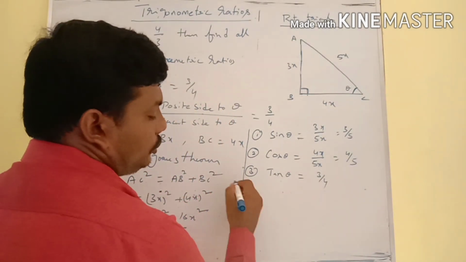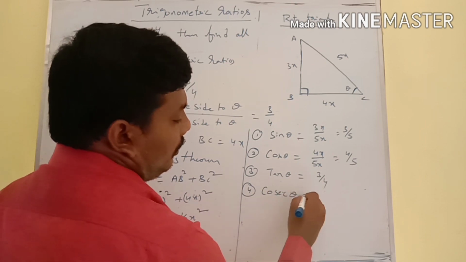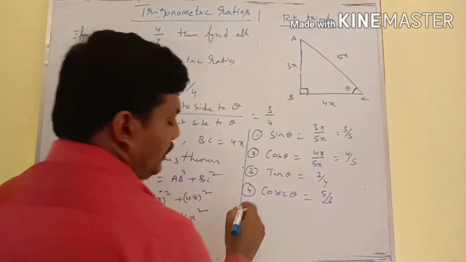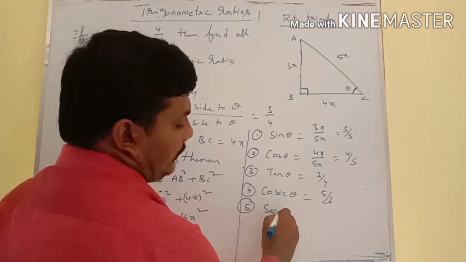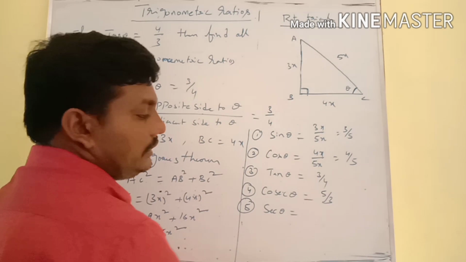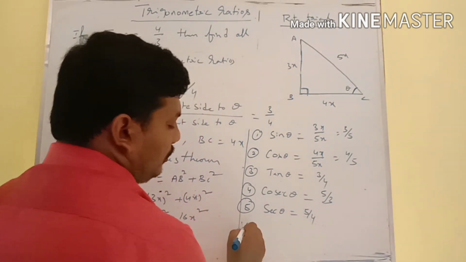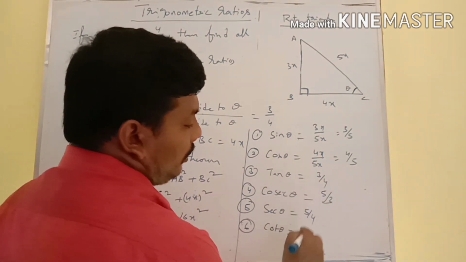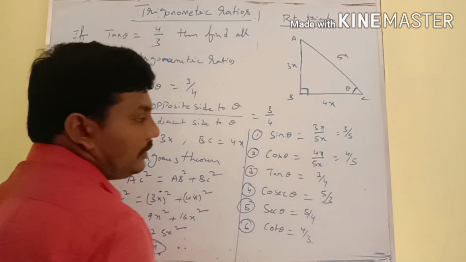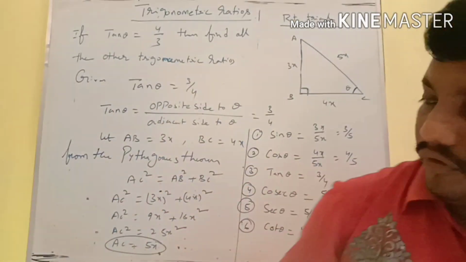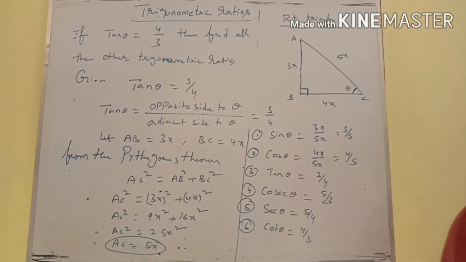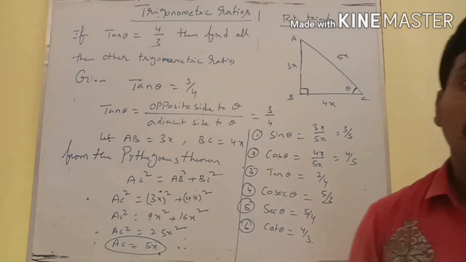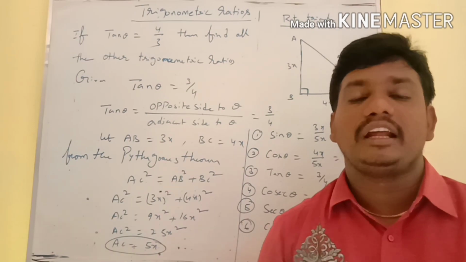The fourth one is cosec theta, which is the reciprocal of sin theta, so we can write 5 by 3. The fifth one, sec theta, is the reciprocal of cos theta, so it is 5 by 4. Finally, the sixth ratio, cot theta, is the reciprocal of tan theta, that is 4 by 3. So we found all the trigonometric ratios when only one trigonometric ratio is given. This type of problem is very important, so you have to practice similar questions.